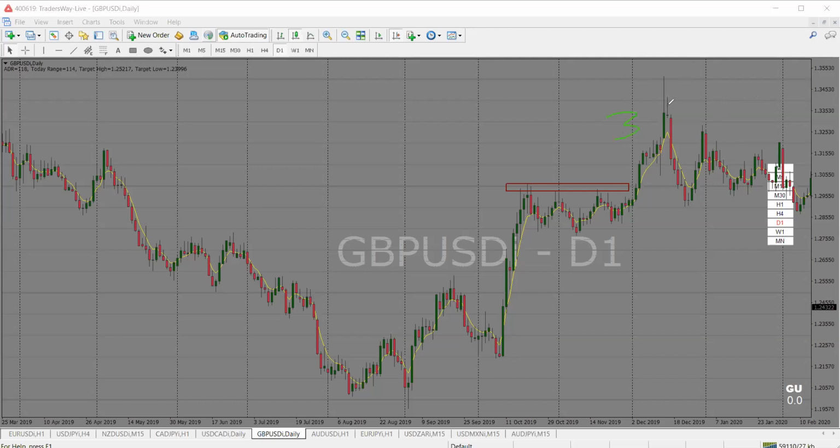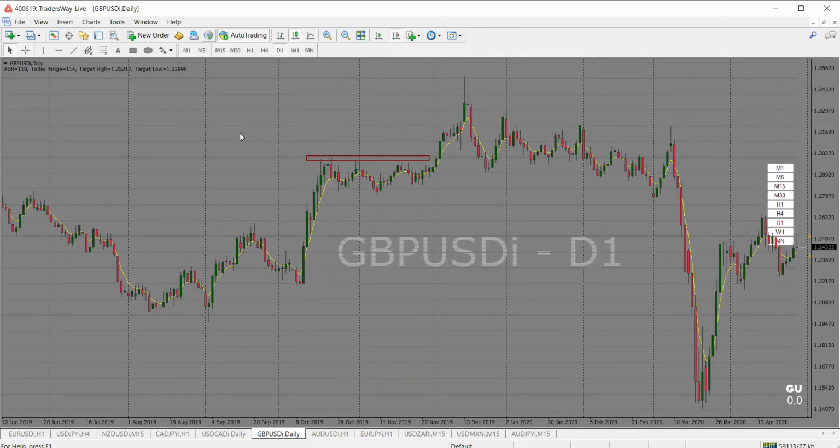Boris won the election and the pound pushed to level 3, and we knew that they were ready to reverse. And what did they do after? They created a very good peak formation again. After that, they had a very good peak formation, and then they started to go down.